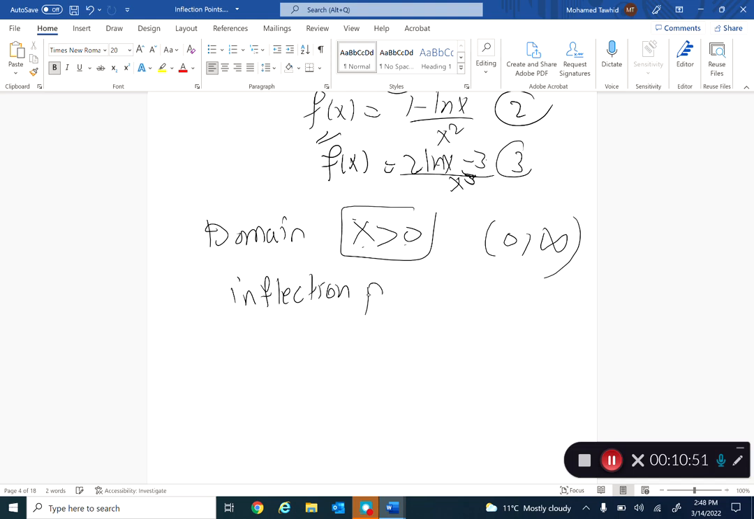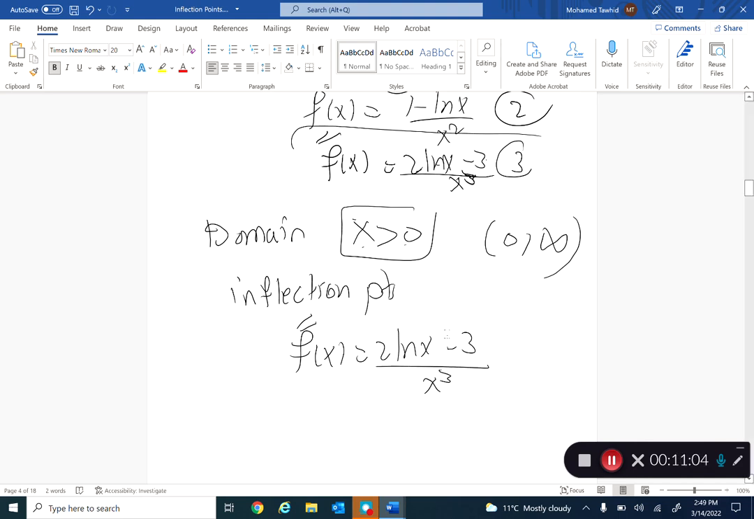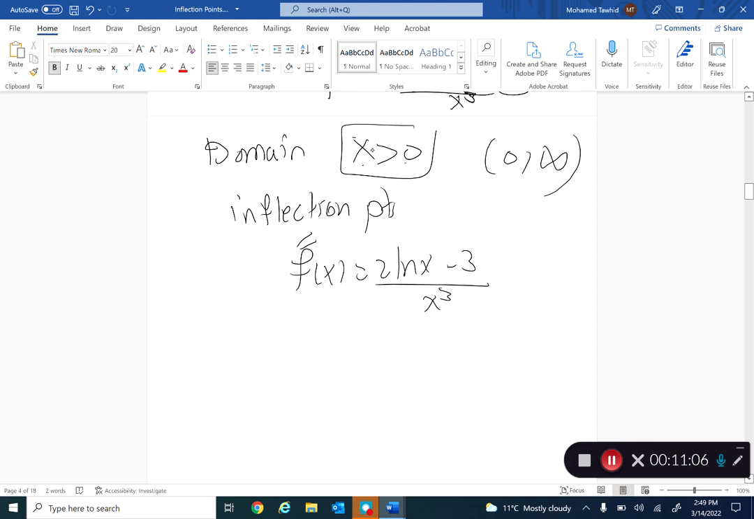How to find the inflection point? I take a look at the derivative here. What is my derivative? Here is the derivative, 2 ln x minus 3 over x cubed. What is your x? What is the domain? x greater than 0. So if you take any positive x, if I put it here, you will see your second derivative always exists. You get a value for the second derivative. Exist means you are able to get a value when you replace x by 1, or by 2, or by 3.